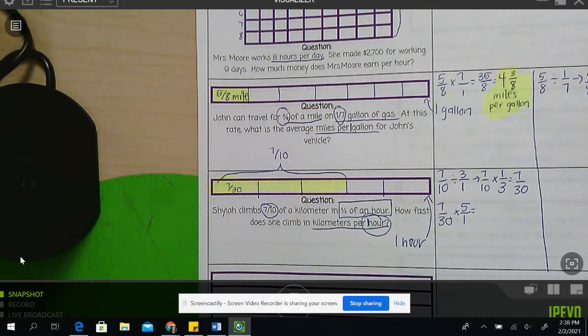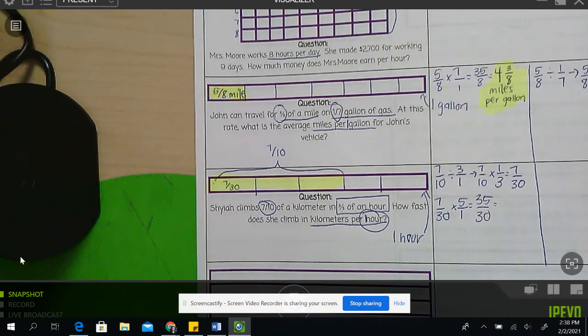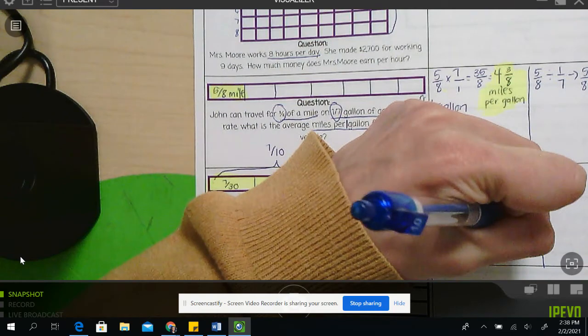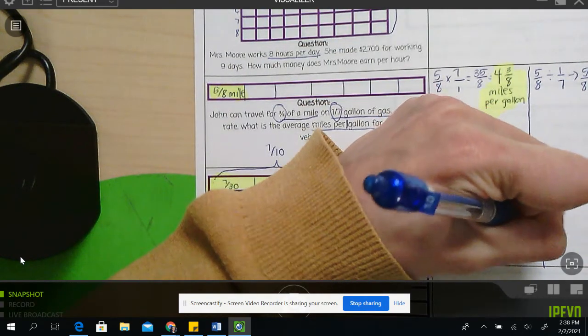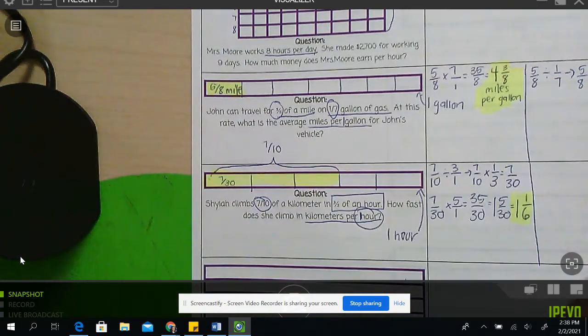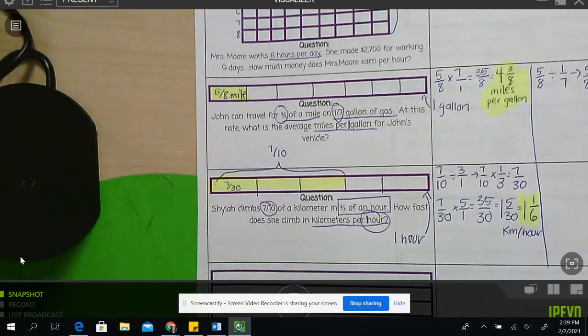Okay, 7 times 5 is going to be 35/30, which simplifies to 30 goes into 35 one whole time, and we're left with 5/30 left over. And we can actually simplify that again to 1 and 1/6, because we can divide the numerator and denominator by 5. So 1 and 1/6 kilometers per hour. So I'm just going to put kilometers per hour.